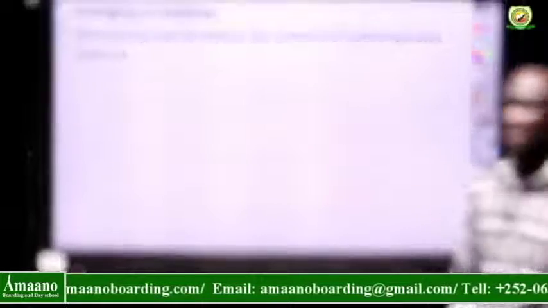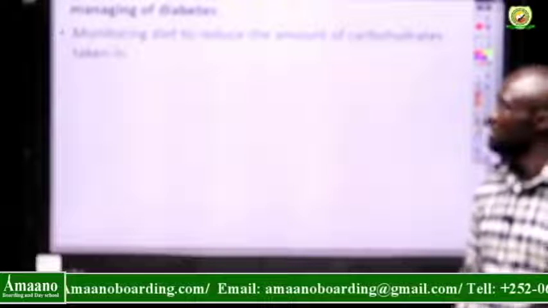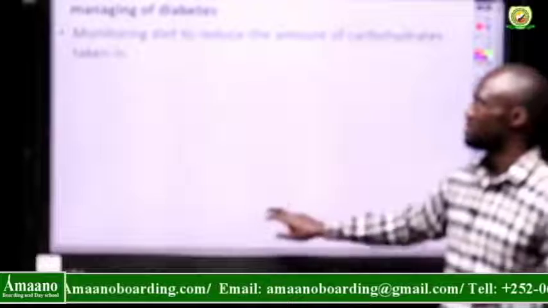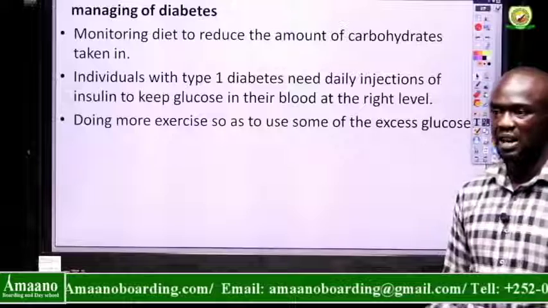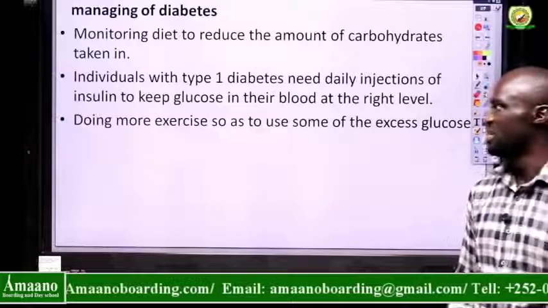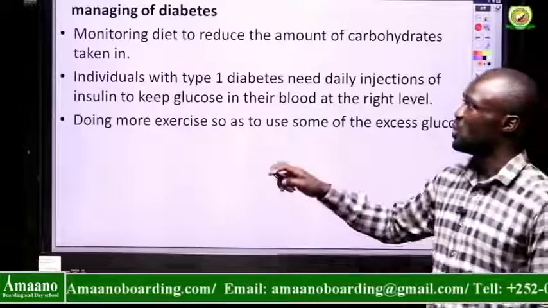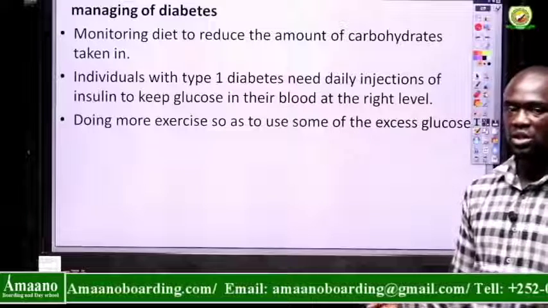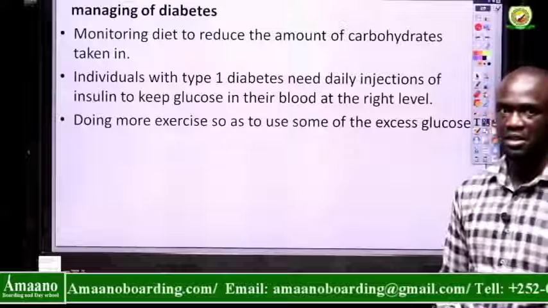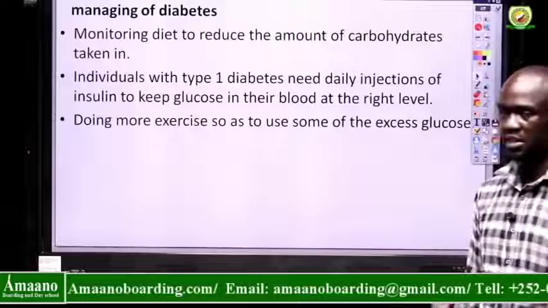We come to managing diabetes. At the moment, there is no proper treatment for diabetes, but we can manage and live with it. Managing does not mean treating the diabetes so that you become free from it, but living with it. So one, we have to monitor the diet we are taking. We have to reduce the intake of carbohydrates because they contain a lot of glucose, and already we have excess, so we have to monitor.